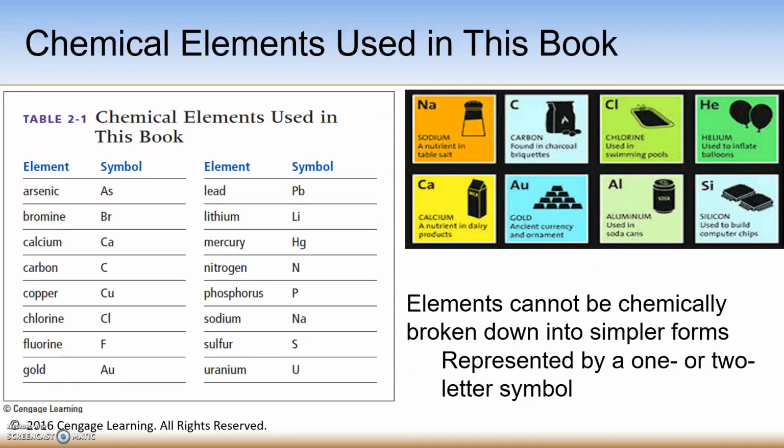Chemical elements that you will read about in this book are listed on your screen. Arsenic, lead, mercury are metals that you're going to learn about. And there's some inorganic compounds listed there as well as chlorine and fluorine. Elements cannot be chemically broken down into simpler forms. They're usually represented on the periodic chart with a 1 or 2 letter symbol as depicted on your screen in the top right corner.